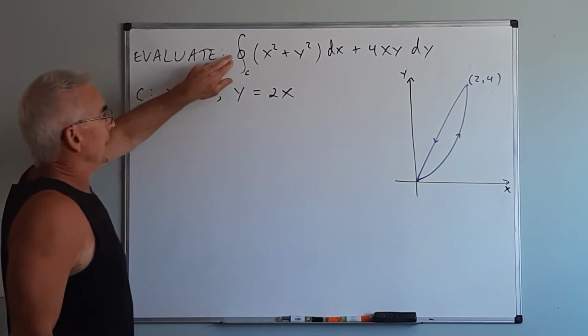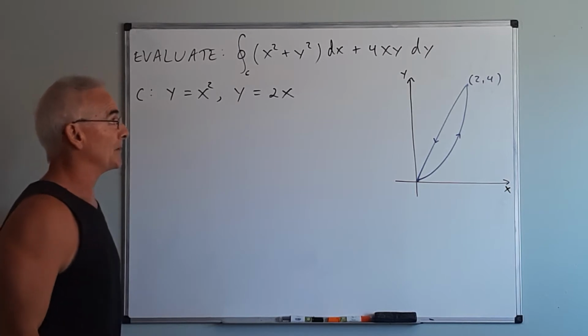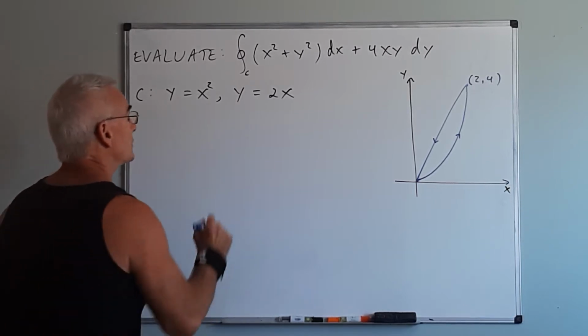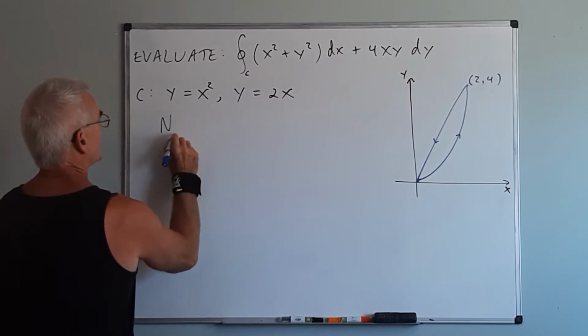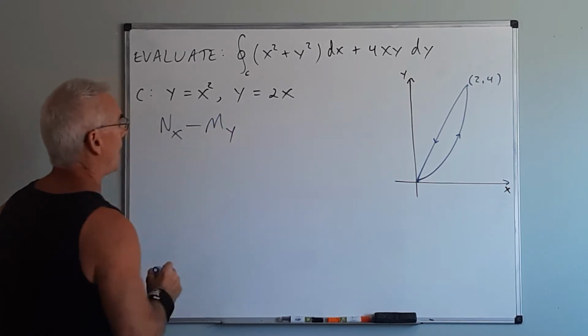So I want to use Green's theorem. I can set this up as two separate line integrals, do two separate parameterizations. It wouldn't be terribly difficult, but it would be rather long. So if I'm going to use Green's theorem, what I want to find is the partial of N with respect to x minus the partial of M with respect to y.